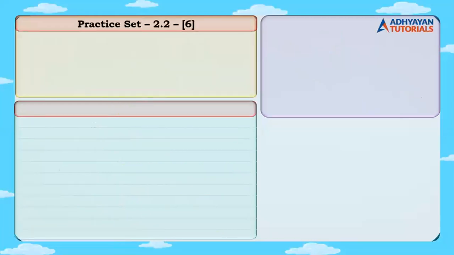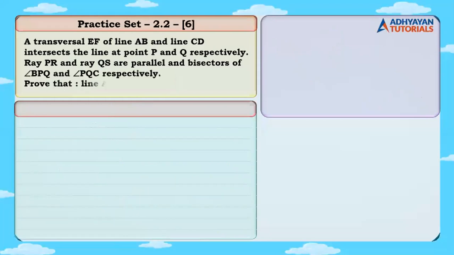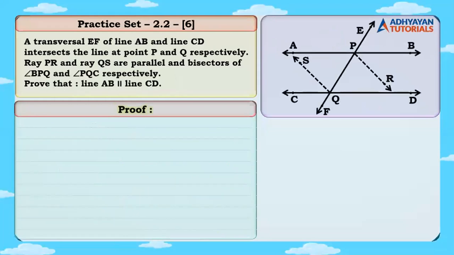Practice set 2.2, question number 6. A transversal, don't look at the figure or the question, it is so big and get afraid of it. Believe me, if you have understood the last sum, it is exactly the same logically, just that it is the converse of it. A transversal EF of lines AB and CD intersects the lines at points P and Q respectively. So it is nowhere said that AB is parallel to CD as of now. It is just said that there are two lines and a transversal, right?